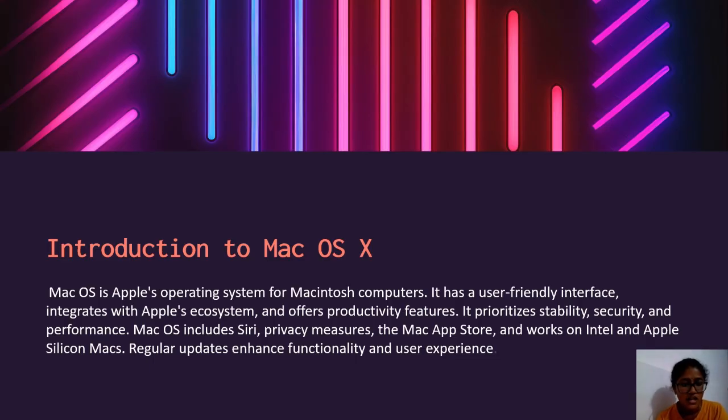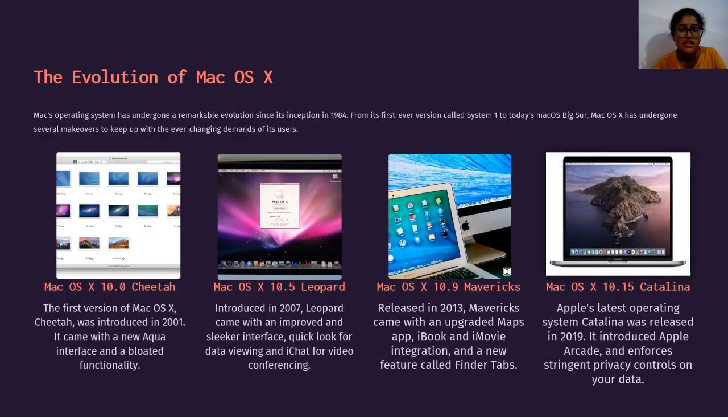Introduction to macOS. macOS is Apple's operating system for Macintosh computers. It has a user-friendly interface, integrates with Apple's ecosystem, and offers productivity features. It prioritizes stability, security, and performance. Mac OS includes Siri, privacy measures, the Mac App Store, and works on Intel and Apple Silicon Macs. Regular updates enhance functionality and user experience. There are several versions of Mac OS, but now let's have a glance at a few of them.